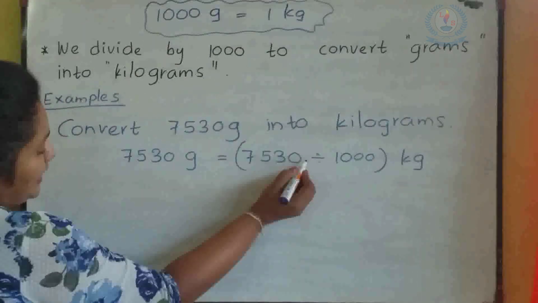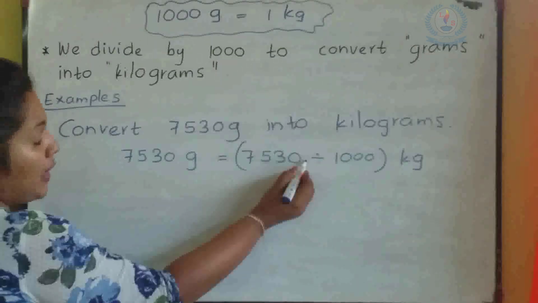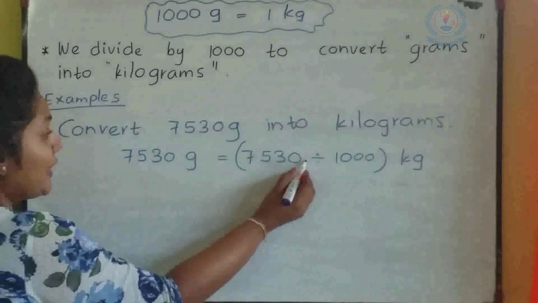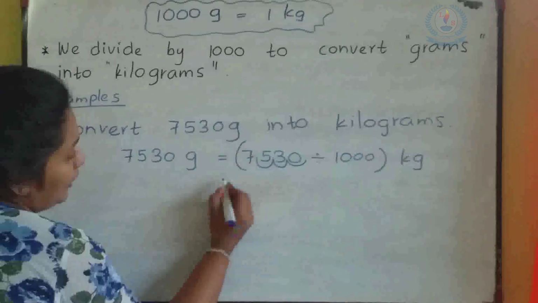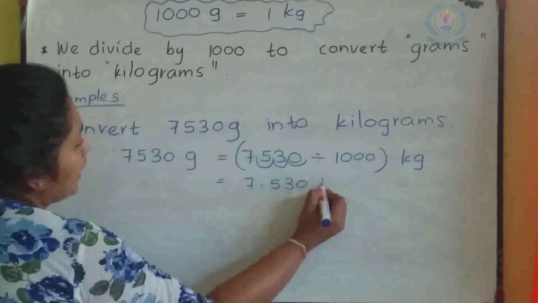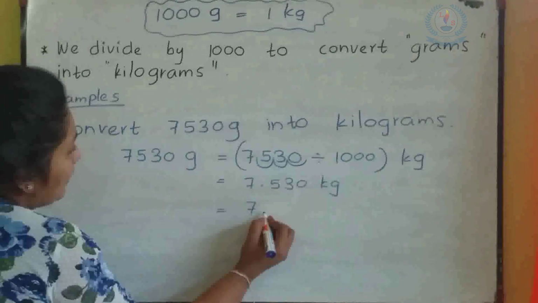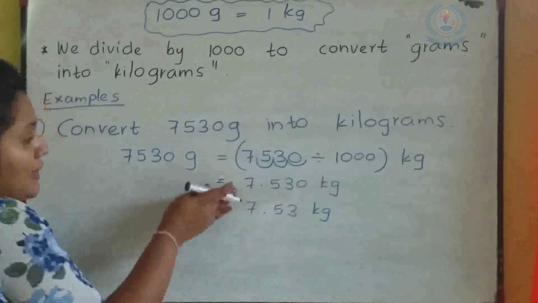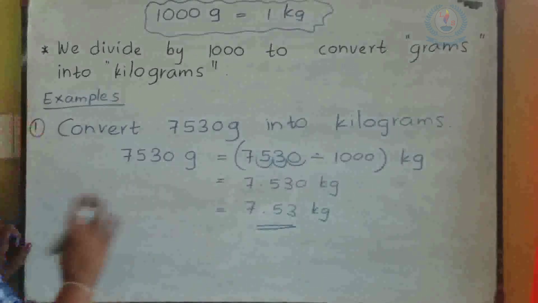After the last digit, that means after the 0, the decimal place is there. Since we are dividing this value by 1000, we have to take that decimal place to the left-hand side by 3 digits. 1, 2, 3. Then it comes to here. That means the answer is 7.530 kilograms. Or else we can write that answer without that 0 also, 7.53. We can write the answer as 7.530 or else 7.53. Both answers are correct.